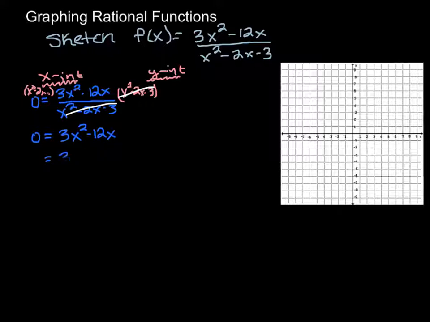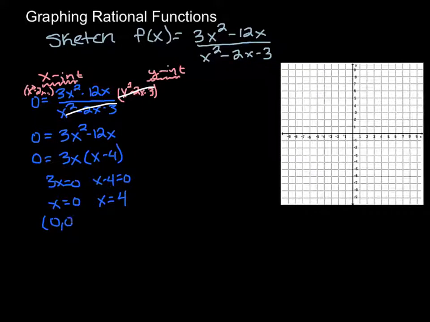We can factor out a 3x out of both those terms. So we have 3x equals 0 and x minus 4 equals 0. So x equals 0 and x equals 4. So those are our x-intercepts.